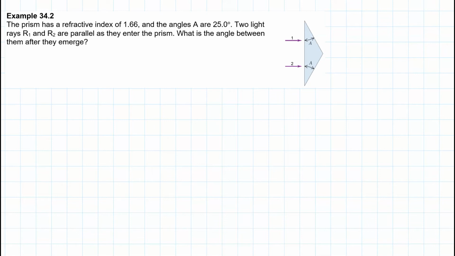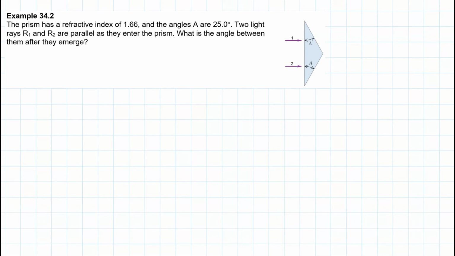Example 34.2. The prism has a refractive index of 1.66 and the angles A are 25.0 degrees. Two light rays, R1 and R2, are parallel as they enter the prism. What is the angle between them after they emerge? First thing that you have to note here is that there's symmetry between ray 1 and ray 2. So by only focusing on ray 1, we automatically will know what the angle of refraction is for ray 2. So I'll only focus on ray 1 to begin with.